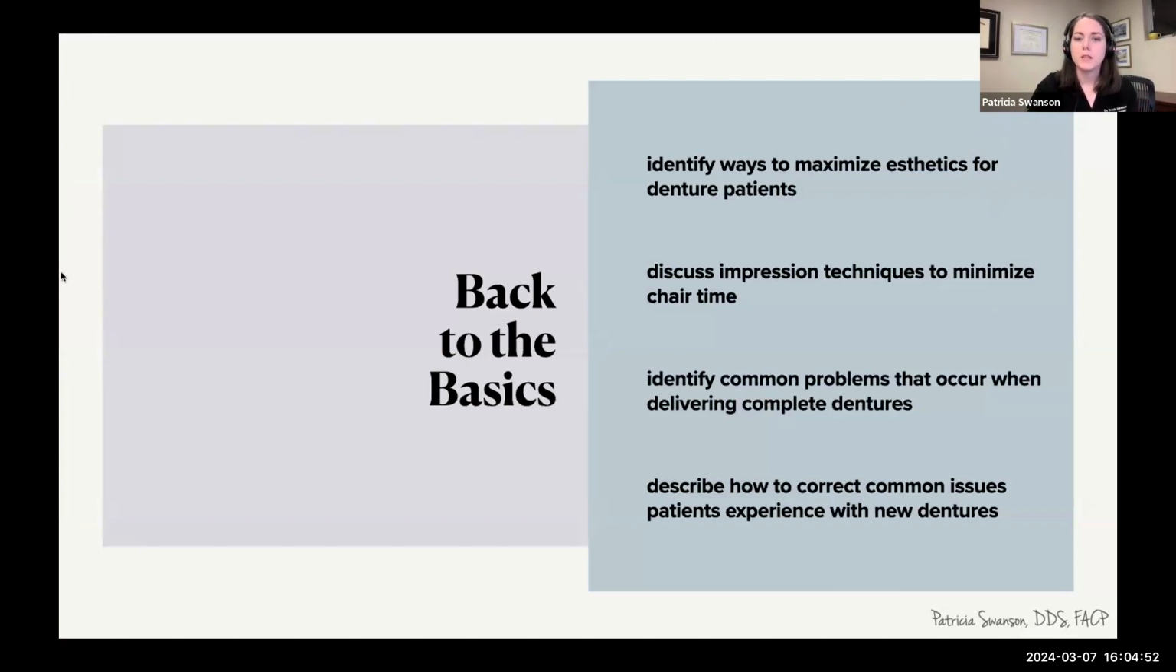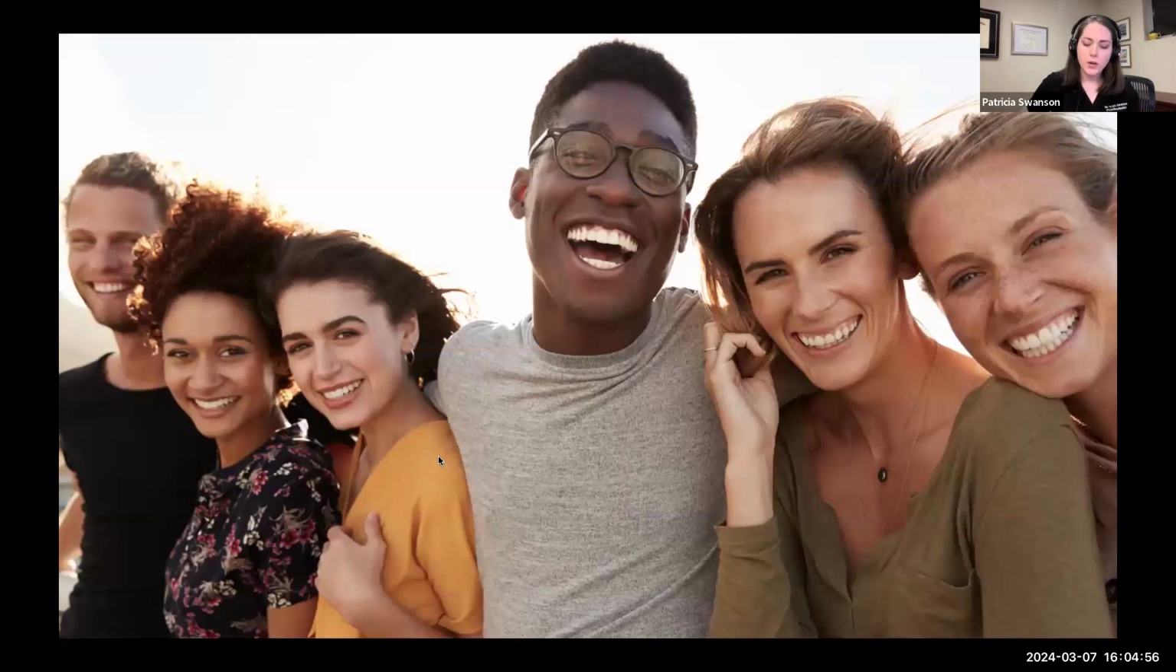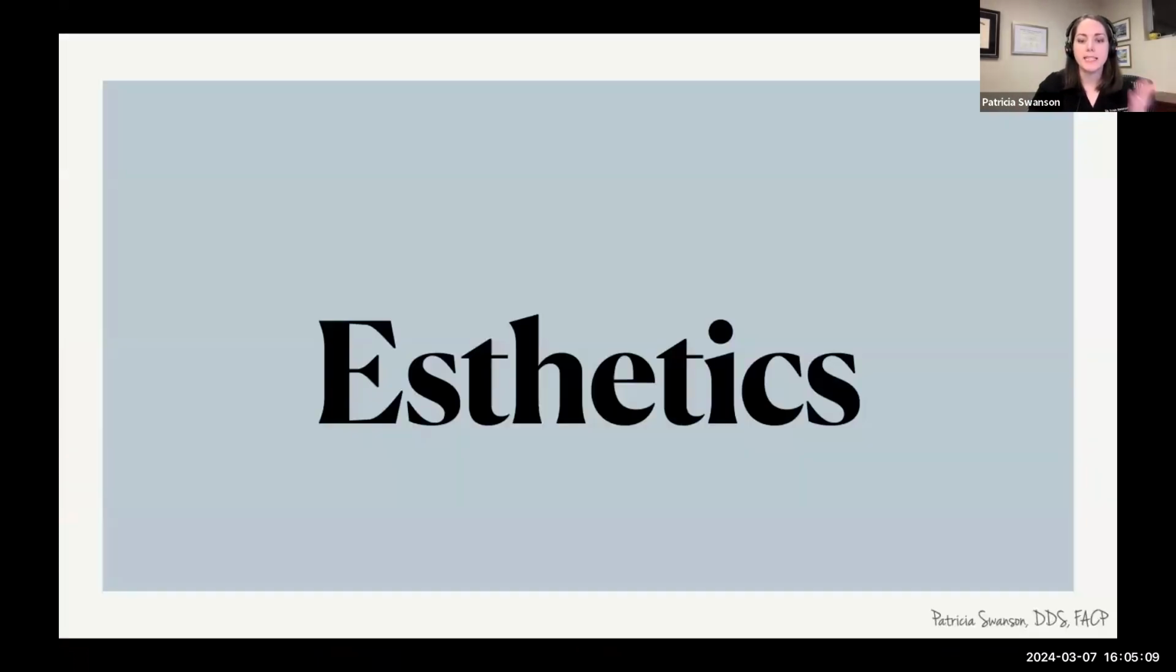Okay. So, all right. So there's multiple ways when we're looking at our denture patients that we can achieve beauty, but sometimes it's hard to know where to begin. But it wouldn't be a fundamentals lecture if I wasn't speaking about aesthetics.